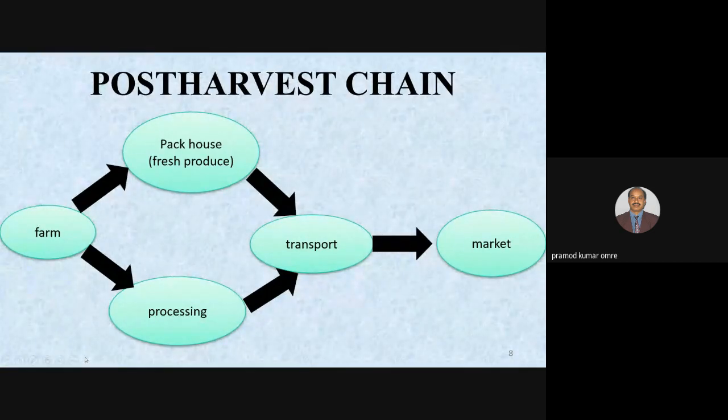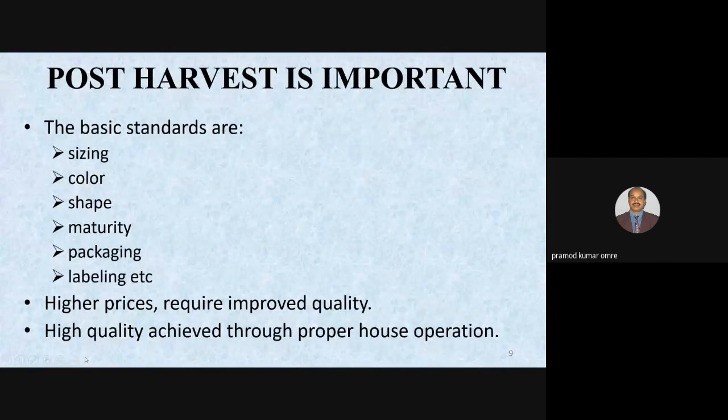Here you see the chain of the crop. There is the farm and the pack house, the fresh produce, and on the other side we are going for the processing, transport and market. These are the chain. I think you are very well aware of this chain. And how post harvest is important.